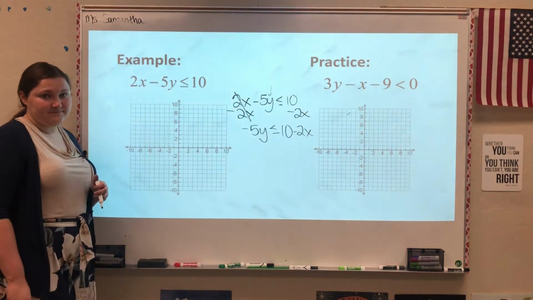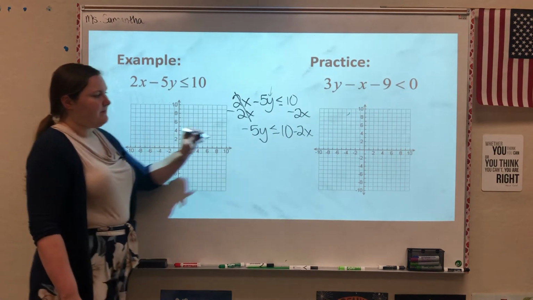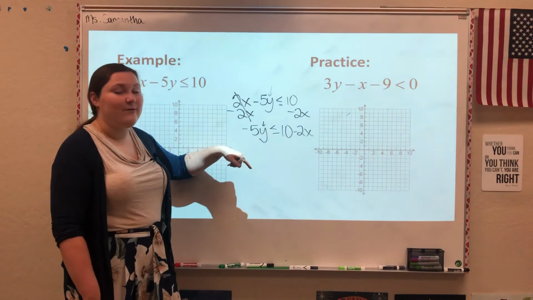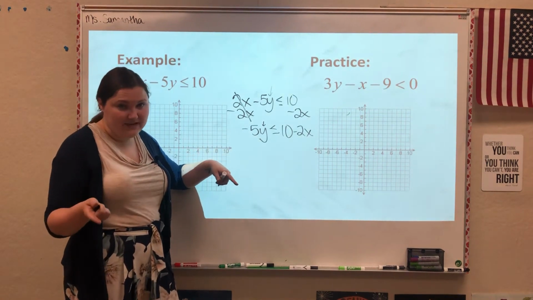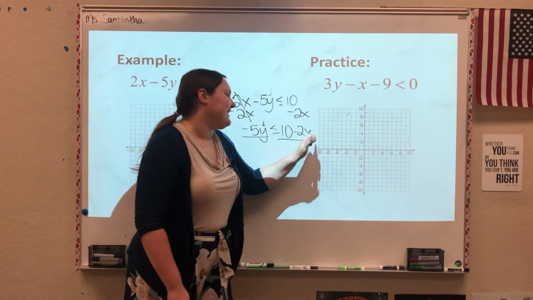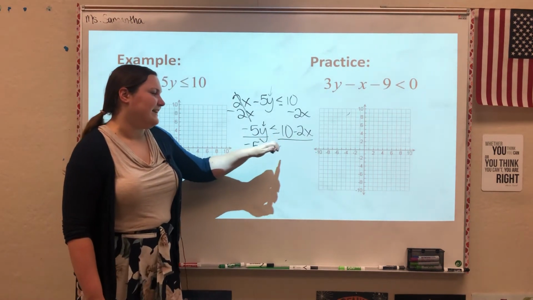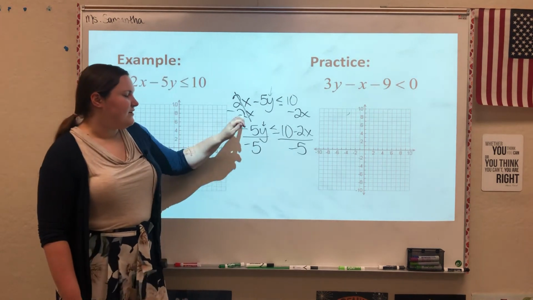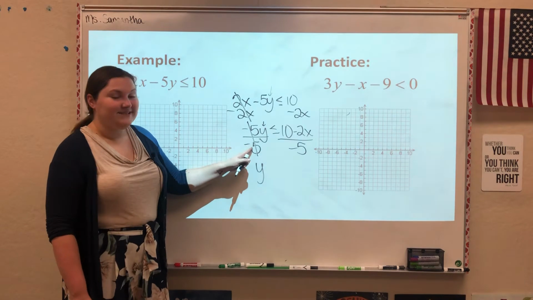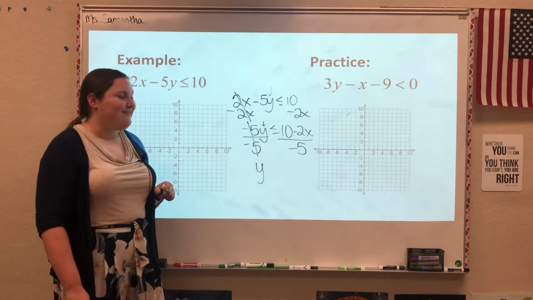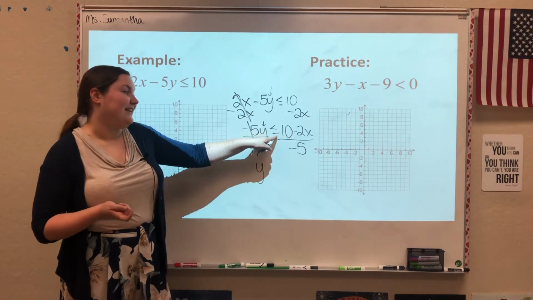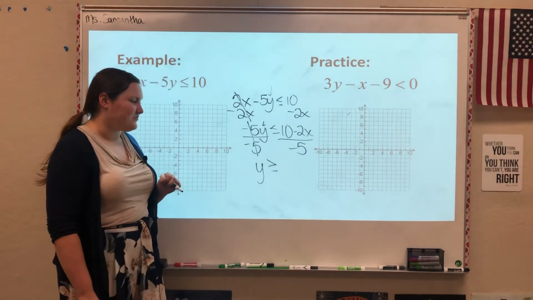Next up, remember, I'm trying to get y by itself, so I need to get rid of that -5. -5y means -5 times y. It's multiplication. So I need to do the opposite, which is division. I need to come in and divide by -5. Now when I do that over here, that gives me y all by itself. Notice I am dividing by -5. What's going to happen? Well, I'm dividing by a negative, so that inequality sign is going to change directions.